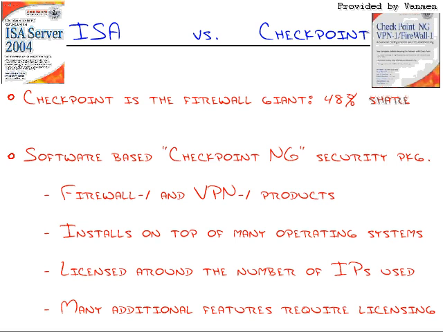Checkpoint is the firewall giant in the market, and I should say the security giant. They own 48% of the market share when it comes to firewalls. They are in, I would say, a good 96% of all Fortune 100 companies. I mean, they're a huge player here. And because of that, I want to spend the most time talking about them.